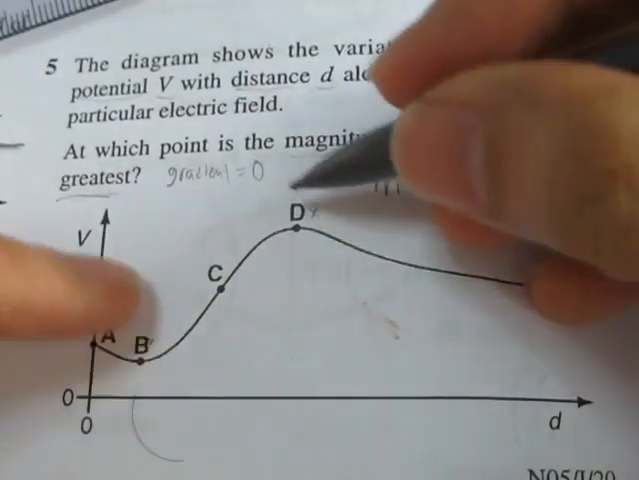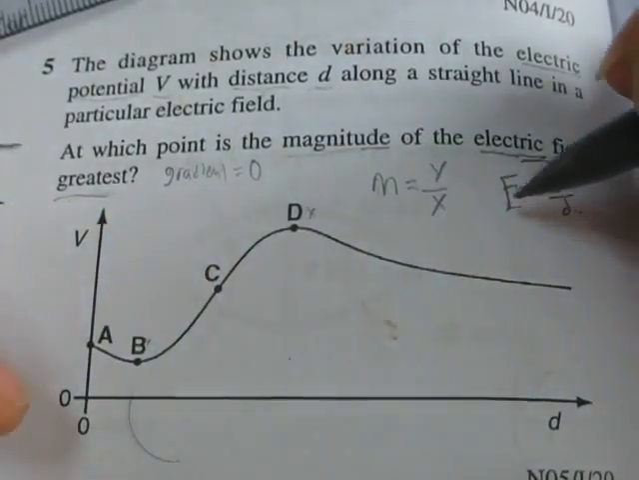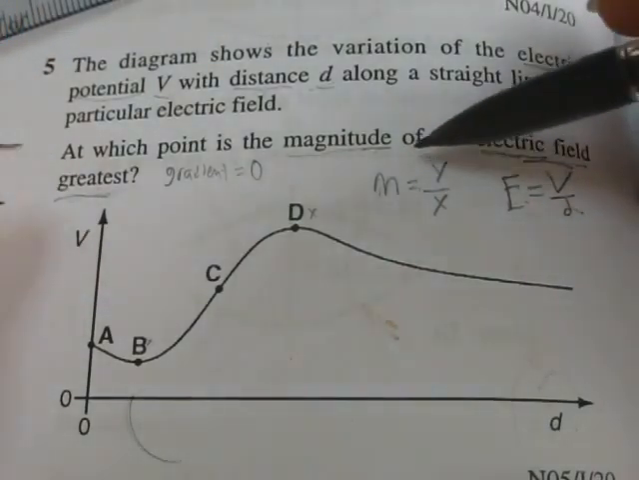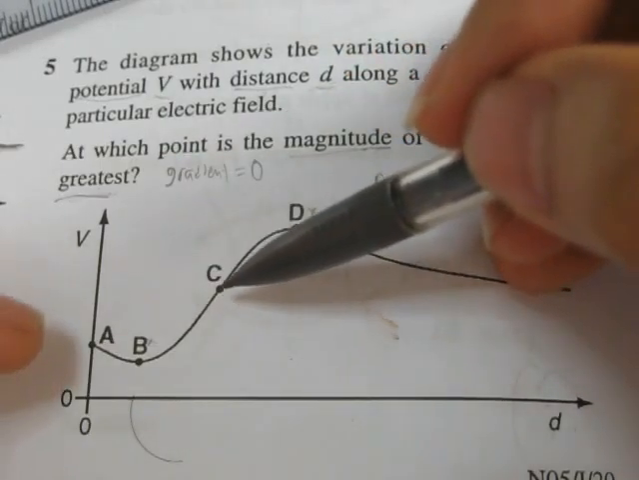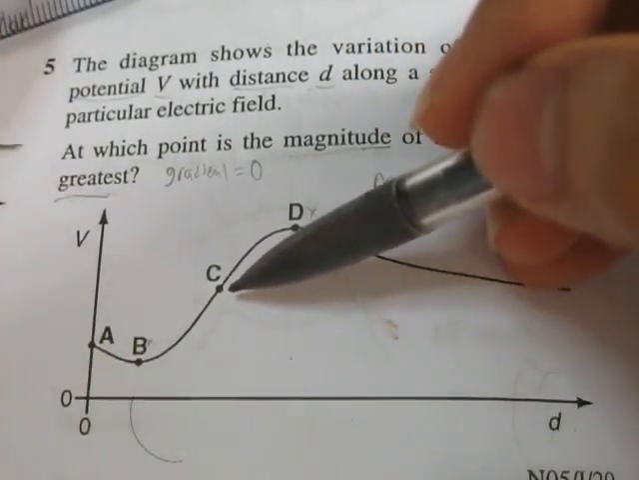So what does it mean the gradient is 0? It means the electric field at these 2 points must be 0. That is not what we are looking for. We are looking for where the electric field is greatest. So now we have to look at A and C. Let's compare the gradient between A and C.